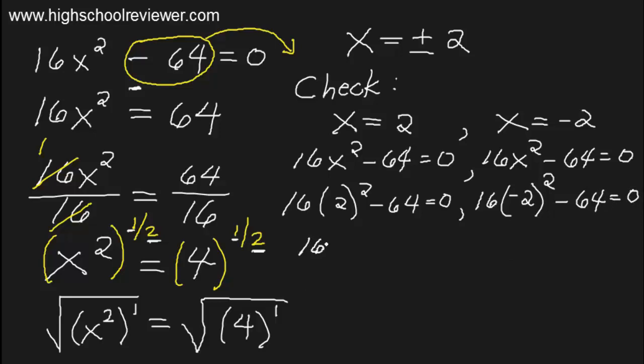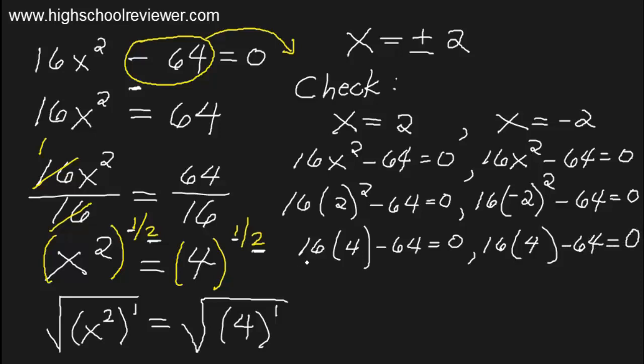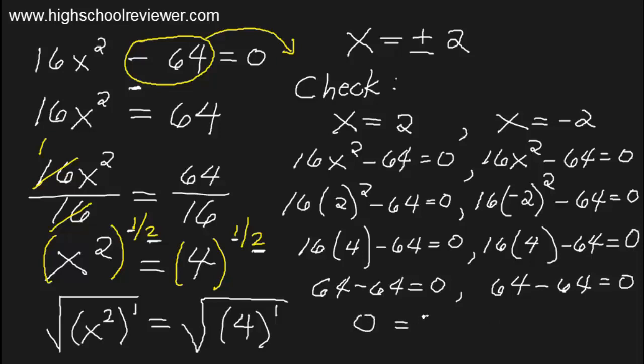So we will have here 16 times 2 raised to the power of 2, that is positive 4, minus 64, this will be 0. And 16 multiplied by negative 2 raised to the power of 2, that will be positive 4, minus 64, and this will be equal to 0. So 16 times 4, that is 64, minus 64, this is equal to 0. So 16 times 4, still 64, minus 64 equals 0. So 0 equals 0. So therefore, our values for x, which are positive 2 and negative 2, are correct.